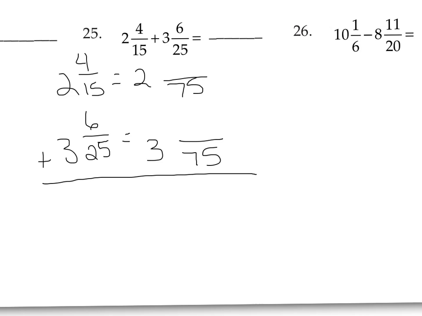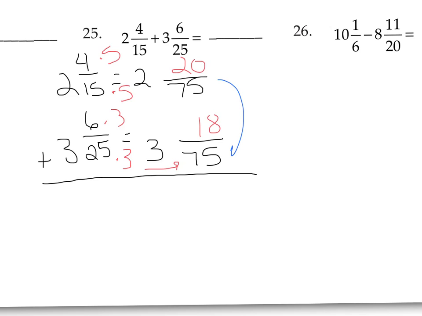All right, so now to change the numerators, I have to know 15 times what makes 75. So 15 times 5 is 75. So the new numerator is going to be 4 times 5, or 20. 25 times 3 makes 75. So the new numerator is going to be 6 times 3, which is 18. And now I'm ready to add.